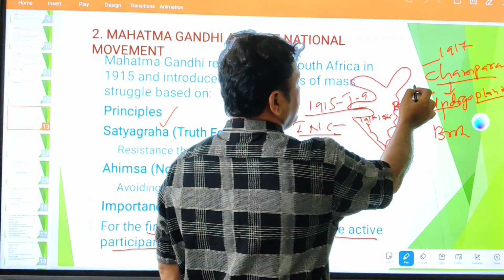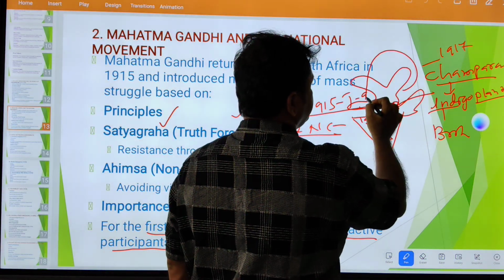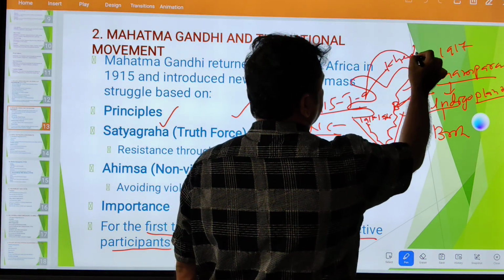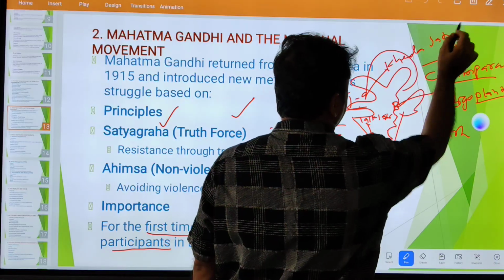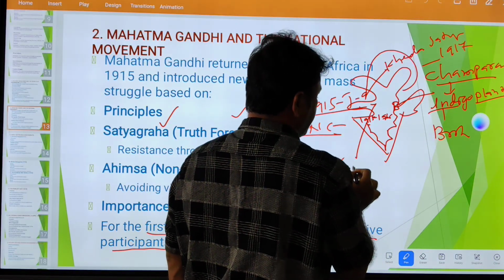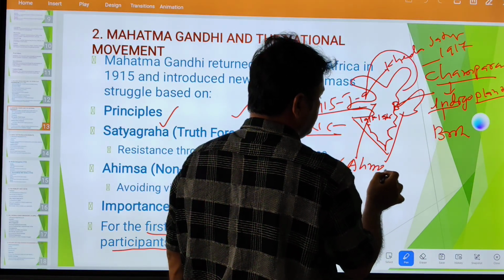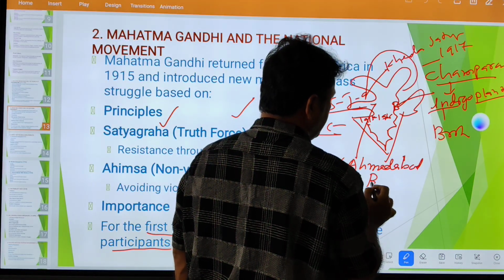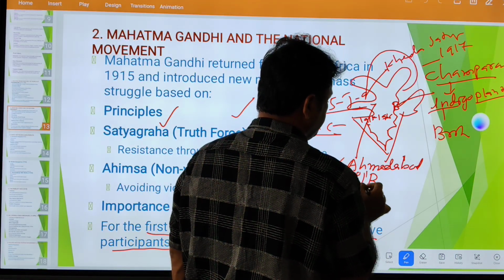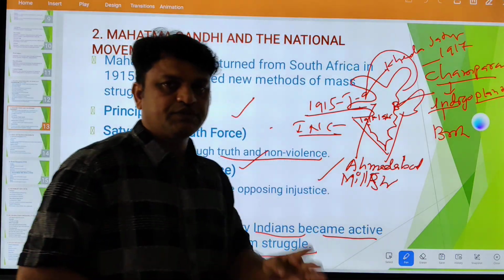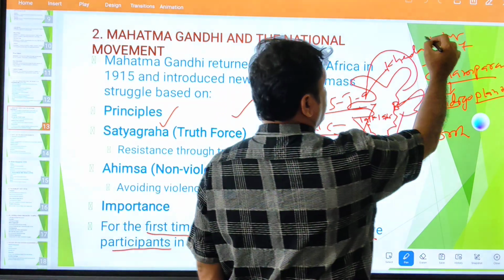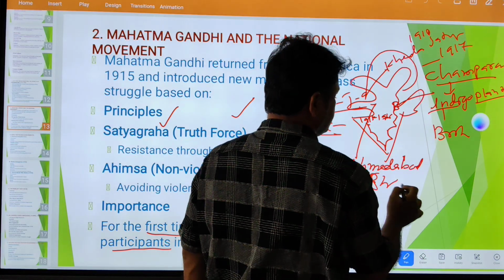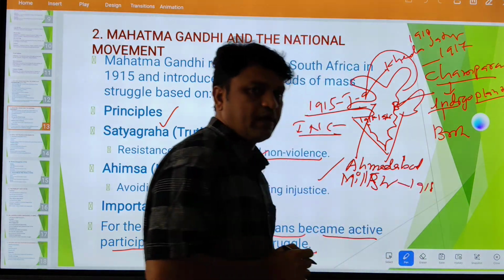Then, after Champaran, he participated in the Kheda Satyagraha. Then one more strike he participated in, the Ahmedabad mill strike. This is in 1918, and this is also in 1918.